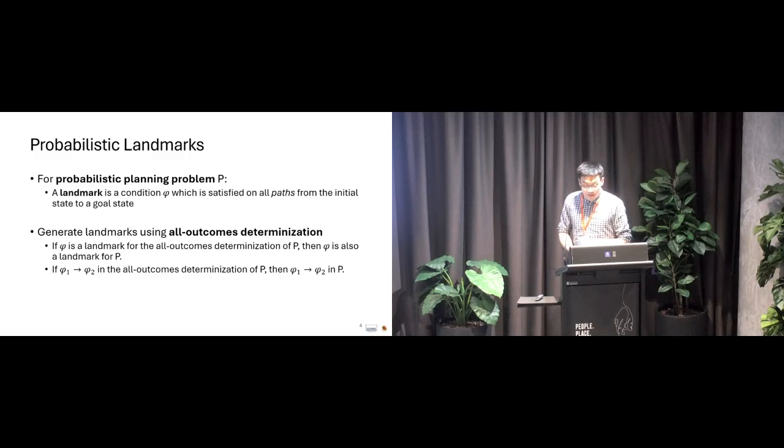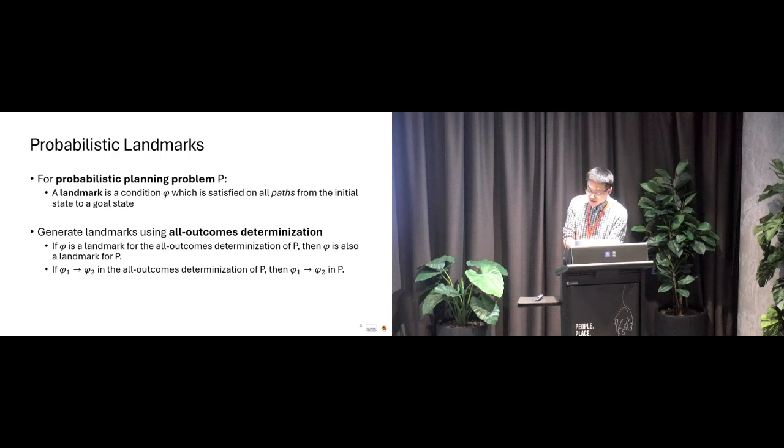Okay, this brings us to our first main contribution. We define a probabilistic landmark as a condition that has to be satisfied on all paths from an initial state to a goal state for any valid policy. Formally, we define this in terms of histories or traces of a policy. Perhaps more intuitively, any path in the transition graph from an initial state to a goal state has to contain a state which satisfies this landmark condition. And so the main challenge in probabilistic settings is how to find these.